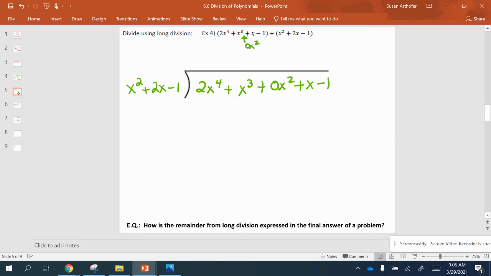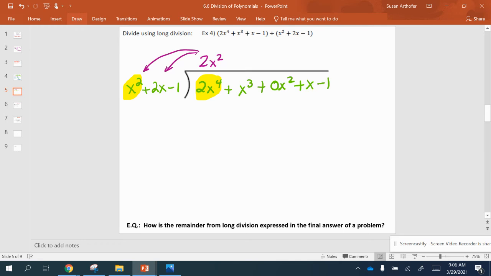Okay. So we have to add in that 0x squared right where it's missing in there. Okay, let's get started. Focus on the front. So what goes up here? What times x squared gives me 2x to the 4th? Well, 2x squared, right? 2x squared times x squared is 2x to the 4th, isn't it? Let's try and get rid of that.